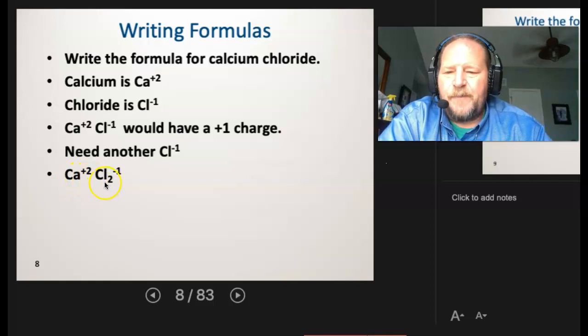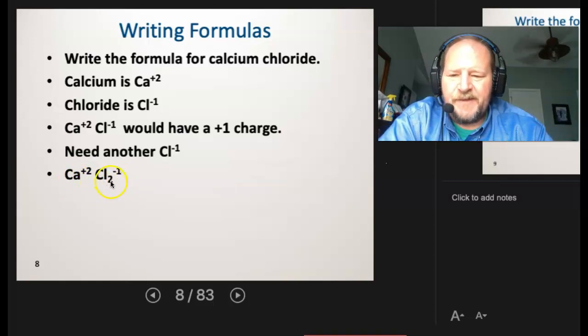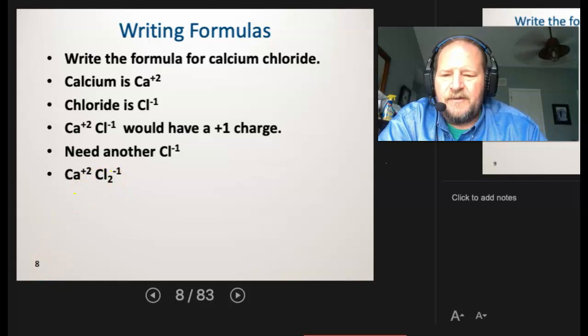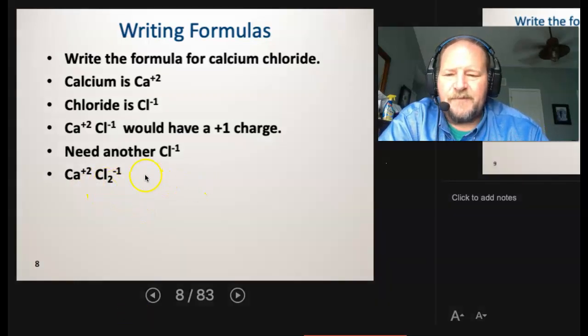Calcium plus 2, and then chlorine was a minus 1, but I have 2 of them, right? So mathematically then, once I work that out, this becomes CaCl2.